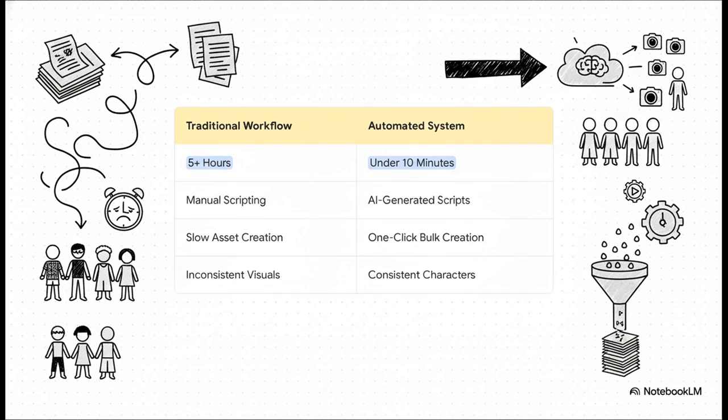And just look at the difference here. A traditional workflow, you're looking at 5+ hours for a single video. But with an automated system, we can collapse that entire process into under 10 minutes. Yeah, you heard that right. We're talking about AI-generated scripts, one-click bulk asset creation, and, maybe most importantly, perfectly consistent characters from one scene to the next.